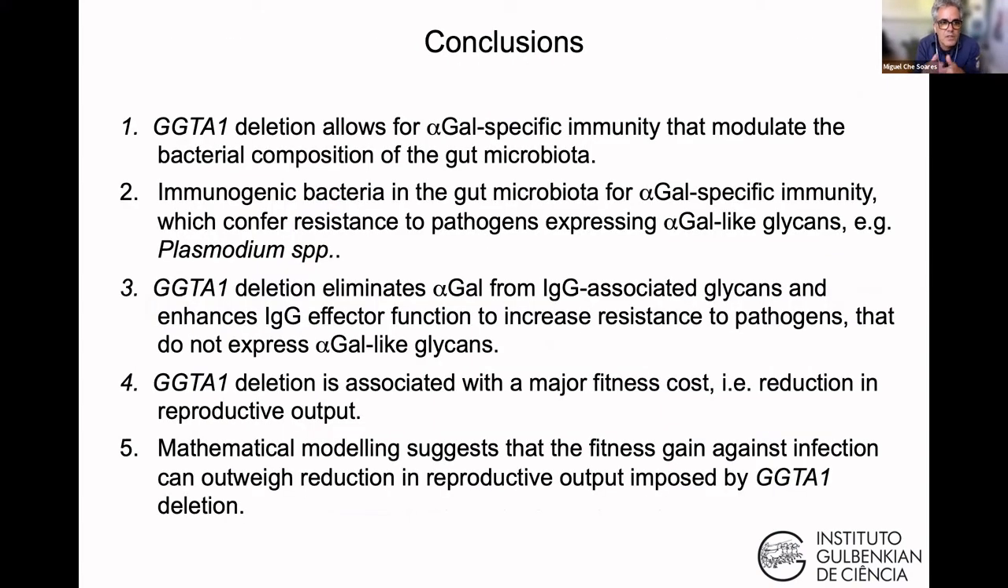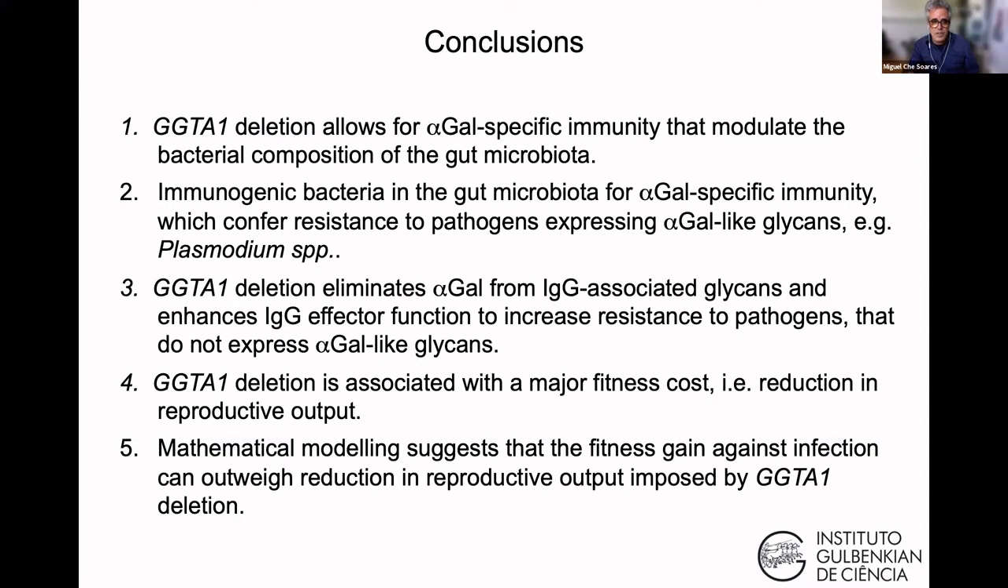So in conclusion, the deletion of GGTA1 allows for alpha-gal specific immunity that modulates the bacterial composition of the gut microbiota. Immunogenic bacteria in the gut microbiota are targeted by alpha-gal immunity, and that reaction confers protection against third-party pathogens that express alpha-gal-like glycans.